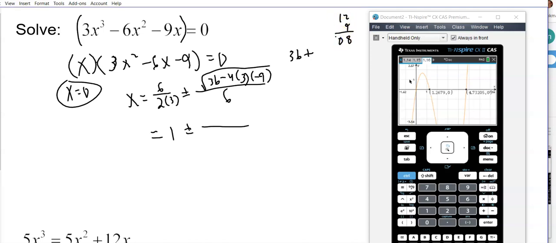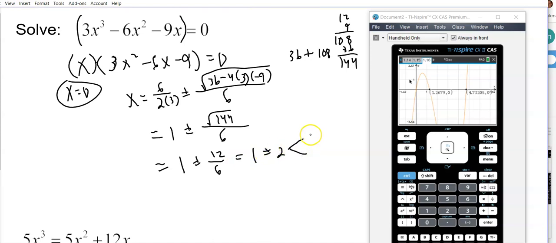12 times 9 is 108. So 36 plus 108 is 144. So we get square root of 144. That's nice. Over 6. Well, the square root of 144 is 12, so 12 over 6. So we get 1 plus or minus 12 over 6, which is 2. That's really two different answers. 1 plus 2 is 3. 1 minus 2 is negative 1.